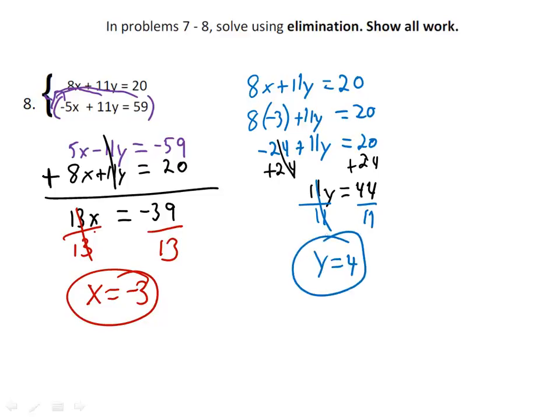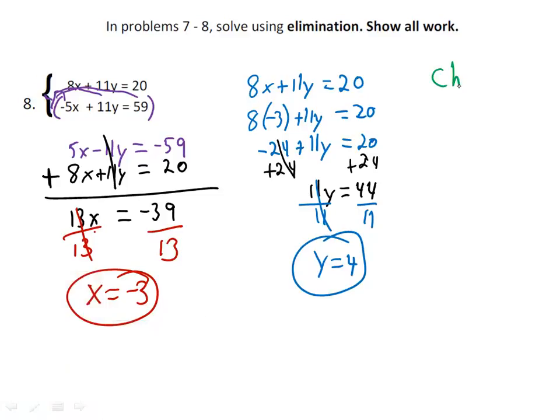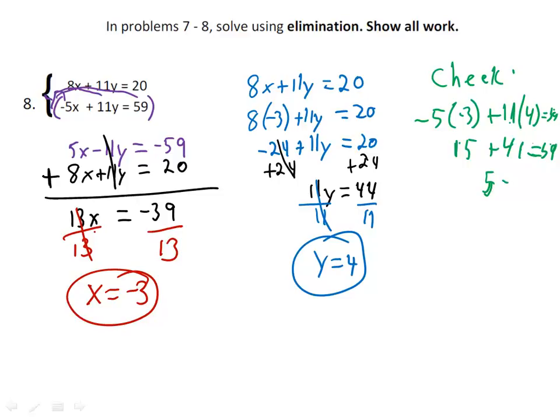All right, and if it works in the second equation, then I'll have my check. So here it is. I got negative 5 times negative 3 plus 11 times 4. See if that equals 59. Here's 15 plus 44 equals 59. And it does. 59 on both sides. So we're good. All right, that's it for this page. We'll see you on the next one.